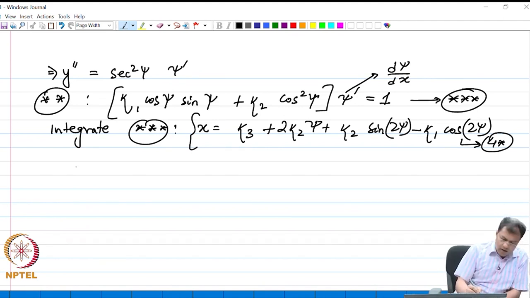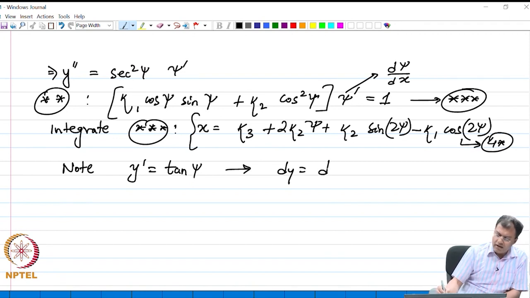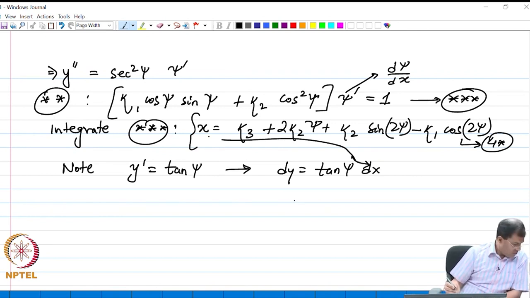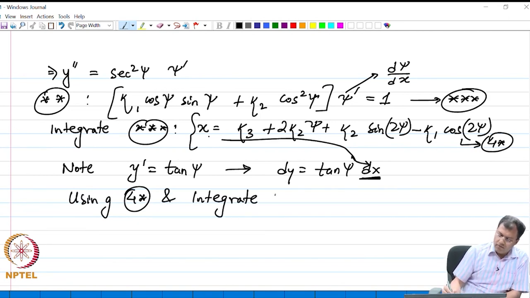To find the expression of y, note that I had y prime equal to tan psi, right. So, this gives me that dy is equal to tan psi dx. Or just substituting, differentiating x with respect to psi, we can easily get this quantity dx. So well, I need to keep renaming these expressions. So, essentially we are going to use this 4 star, using 4 star to substitute this dx, and then we integrate with respect to psi, I can get the final expression for y.